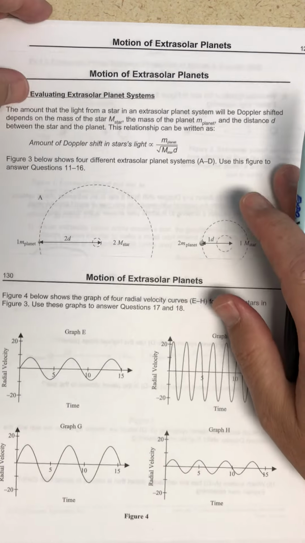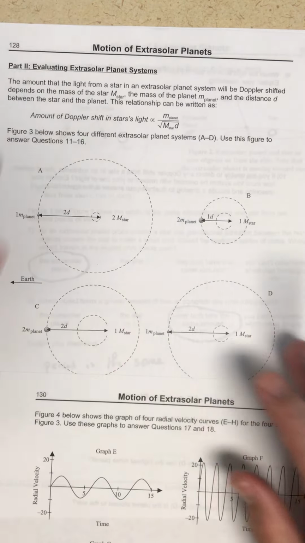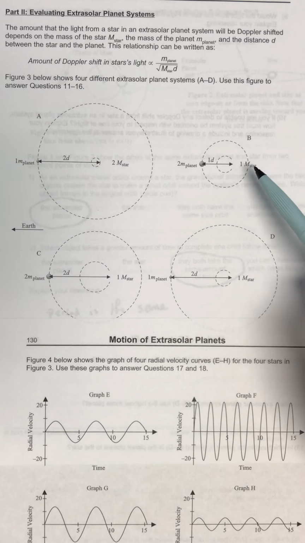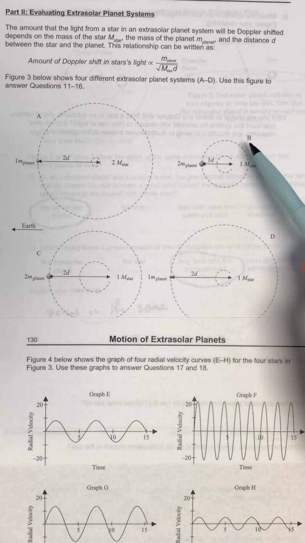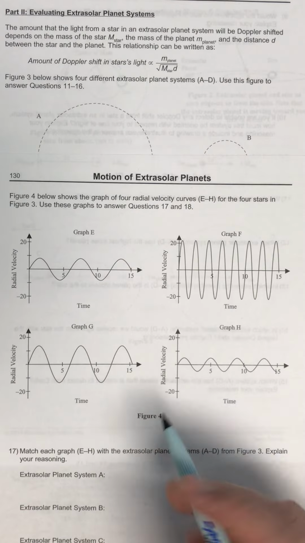The one that had the largest Doppler shift was the one where we had the most massive planet with the least massive star in the smallest orbit. That gives us the biggest Doppler shift. That's case B, and that is graph F.